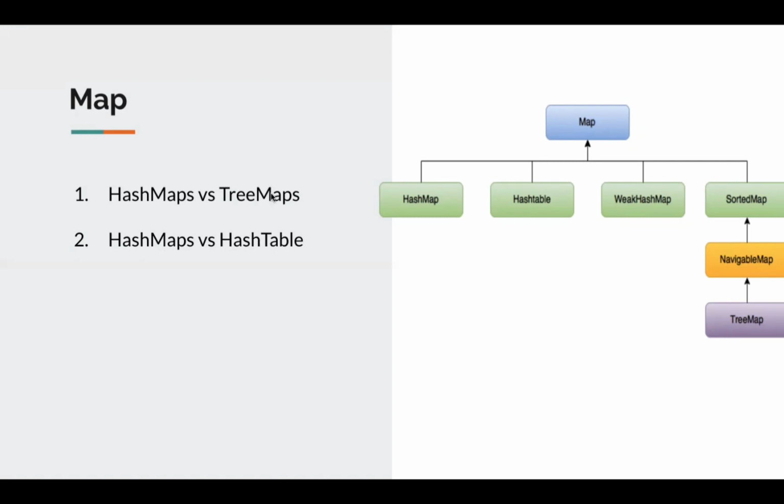Coming to the differences between hash maps and tree maps. Hash maps can be sorted on the basis of keys or values, whereas tree maps can only be sorted on the basis of keys. And tree maps cannot contain any null keys, but hash maps can contain one null key. The difference between hash maps and hash tables: hash tables are synchronized, so they are thread safe, whereas hash maps are not synchronized. And hash maps inherit AbstractMap, whereas hash table inherits the Dictionary class.